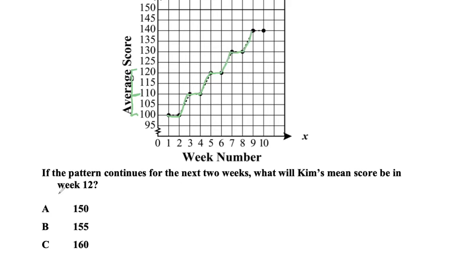We want to see what will the average score be in week 12. If we look at the x-axis, week 11 will be this vertical line, and then week 12 will be the vertical line all the way to the right. So if we follow the pattern, from week 9 to week 10, it stays the same. Then from week 10 to week 11, it's going to increase by 10 points. And then from week 11 to week 12, it'll stay the same again. So in week 12, Kim should have an average bowling score of 150, or answer choice A.